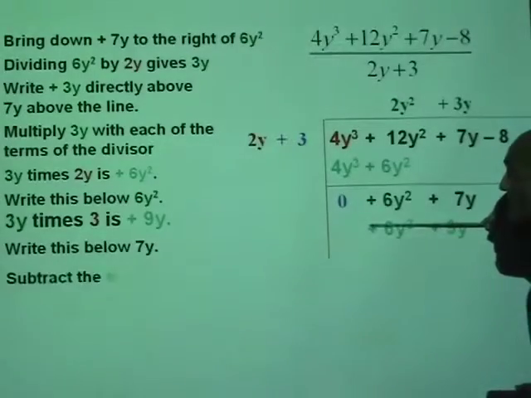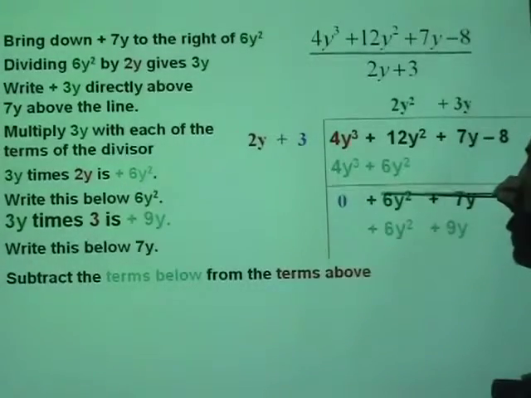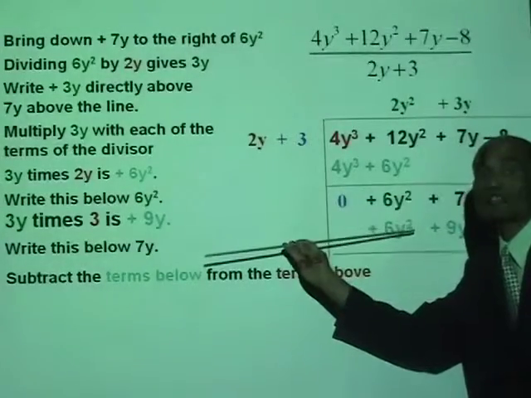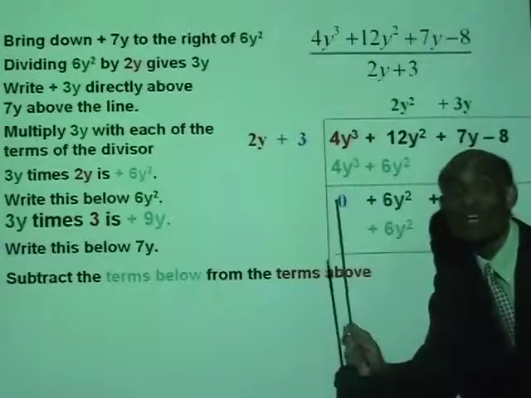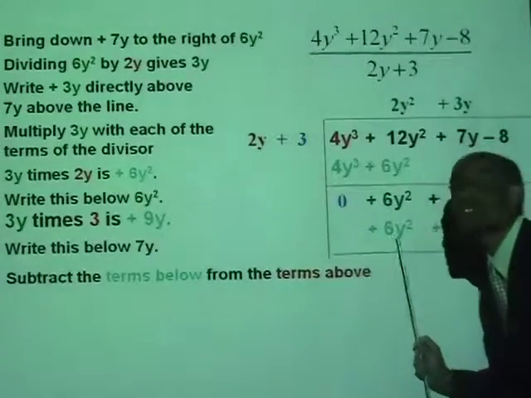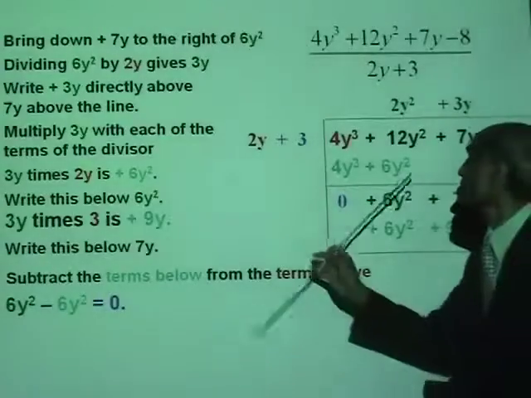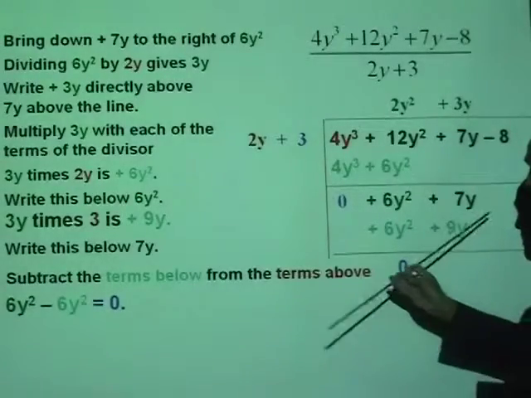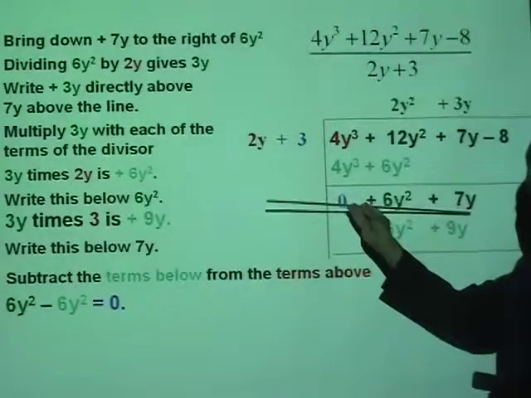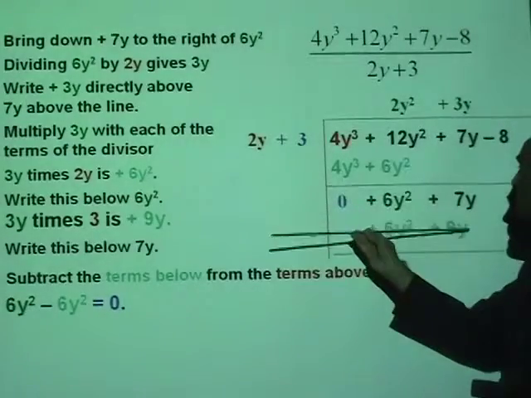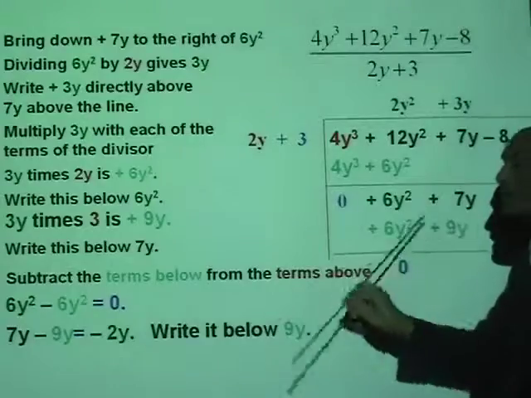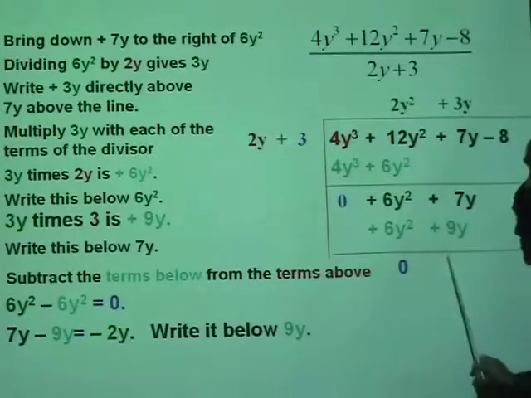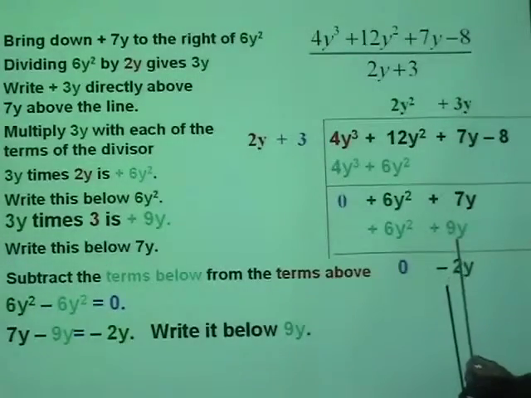Subtract the terms below from the terms above. Alright, 6y squared minus 6y squared. Remember, always the first terms will subtract to give you 0. 6y squared minus 6y squared is 0. Alright, the next one. I want you to tell me 7y minus 9y. What is 7y minus 9y? It is negative 2y. And write it below the terms in y.